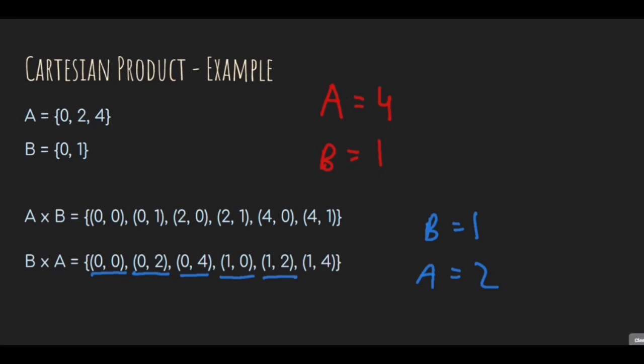And lastly, we've reached the last element in set A, which would be 4. We go from 1 to 4, and that gives us the pair 1, 4. So you can see how these are very different. Over here we have A is 4 and B is 1. Over here we have the same thing, but in a different order. We have to go from B to A, and over here we have to go from A to B. We have 4 and then 1. Over here we have 1 and then 4.